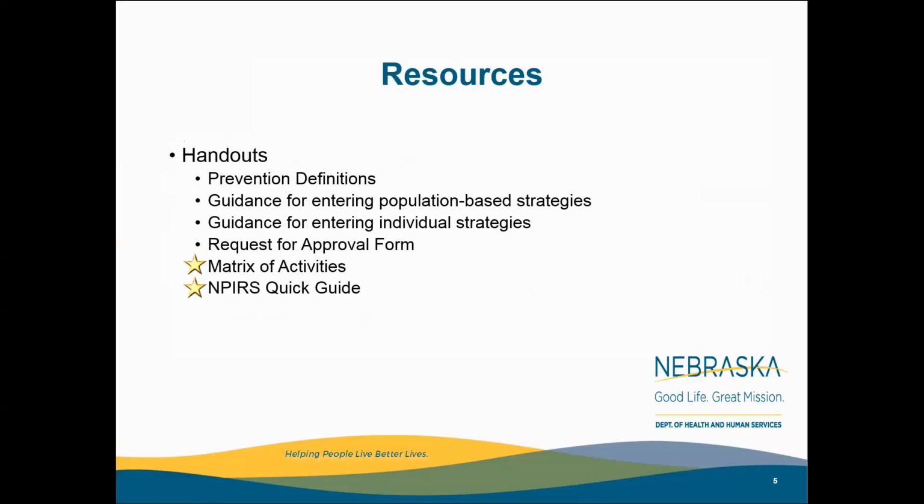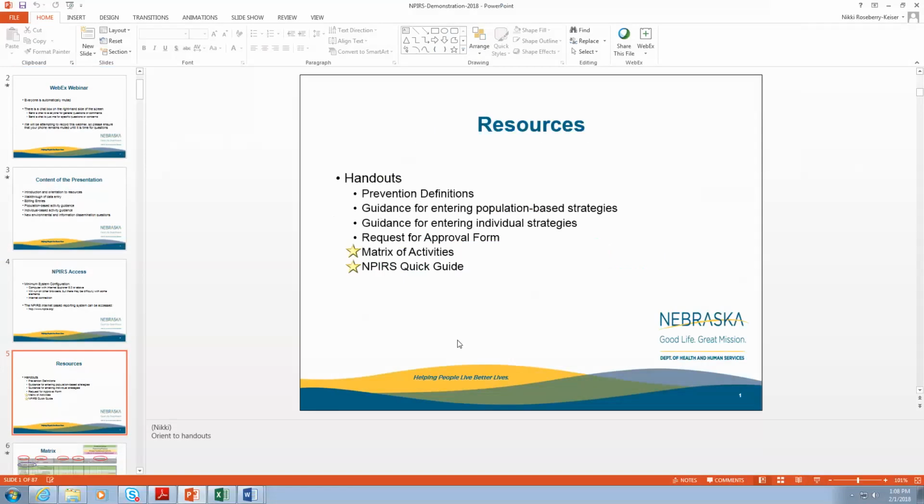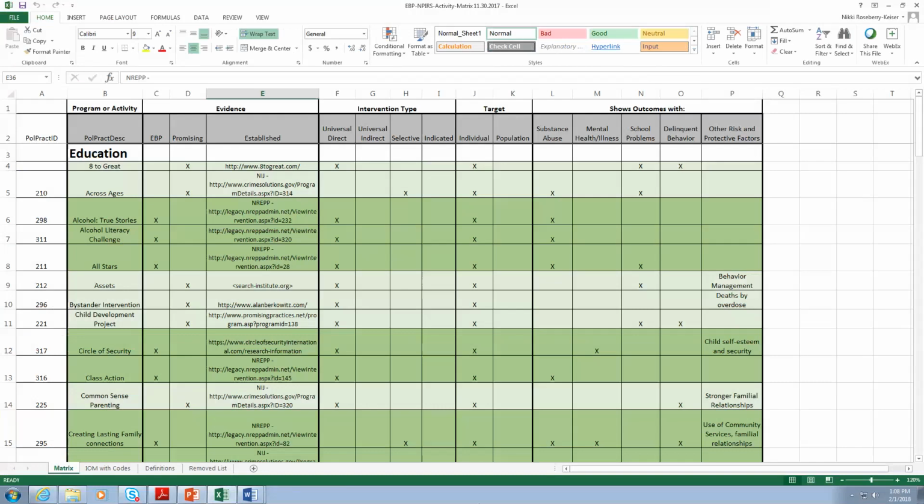The matrix of activities is a colorful spreadsheet in Excel that I will show you here in just a moment that helps you categorize and understand which activities are in NPIRS and how to categorize them. And the NPIRS Quick Guide walks through the process of entering activities similar to this PowerPoint. The matrix of activities looks like this.